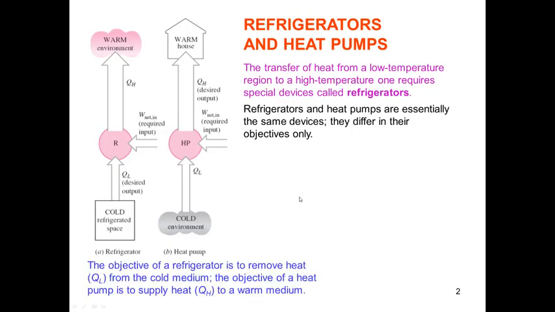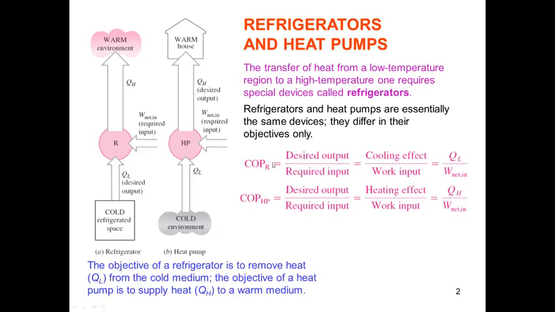And similarly, their performance can be evaluated by using the coefficient of performance. You studied that in detail in thermodynamics 1, and you know that in the case of a refrigerator, that's the ratio of the desired output. In the case of a refrigerator, the desired output is to remove that heat, QL, whereas in the case of a heat pump, the desired output is to provide that QH to the house. So in the case of a refrigerator, QL is the desired effect. In the case of a heat pump, QH is the desired effect. So the cooling effect is in the refrigerator and the heating effect is in the case of the heat pump, and the work input is the same for both cases.